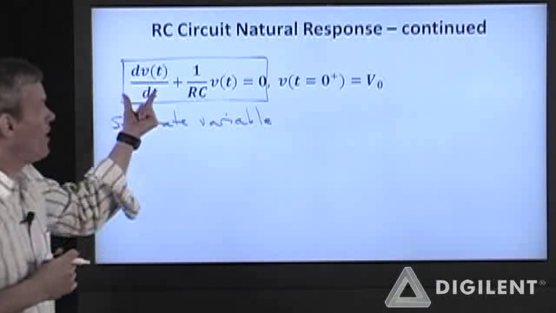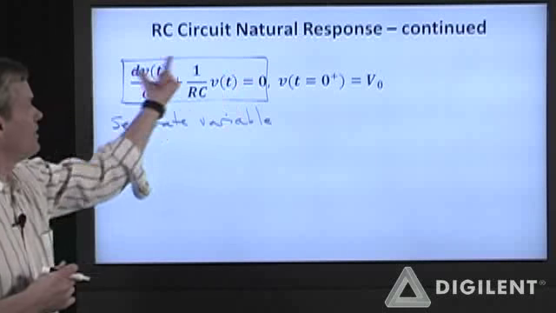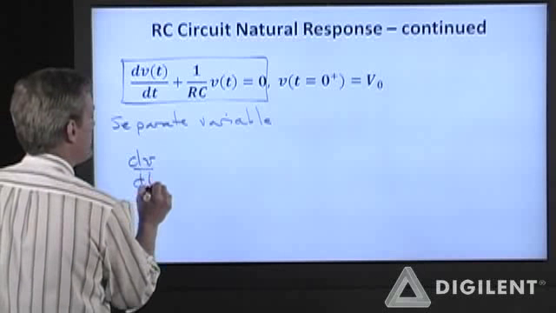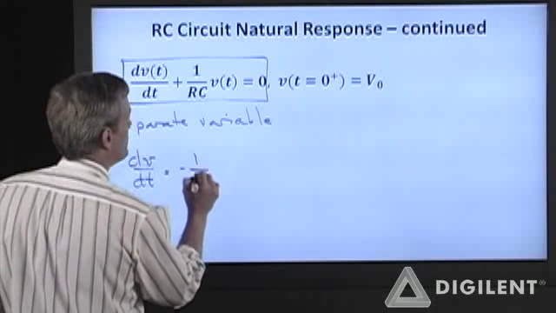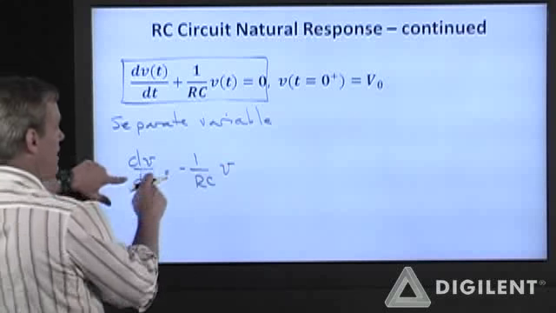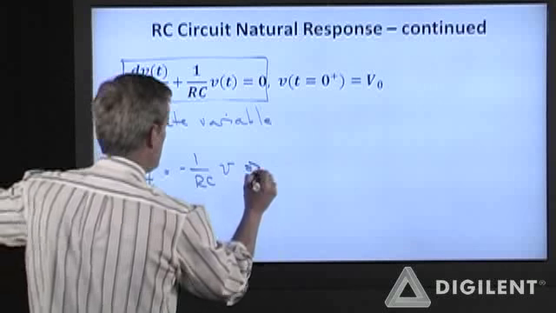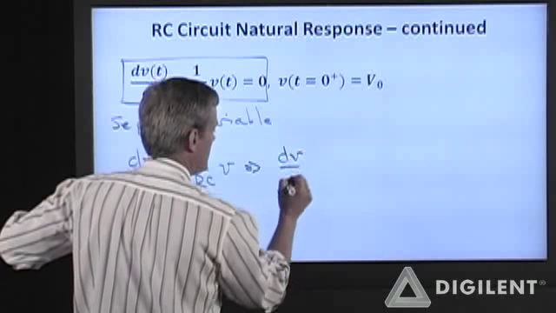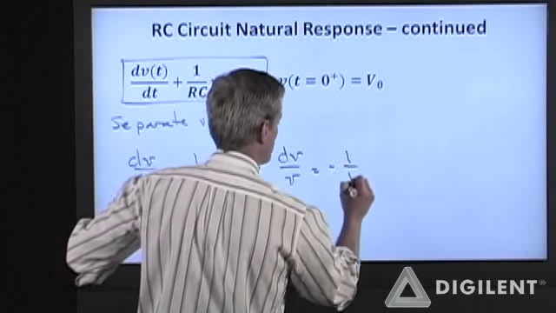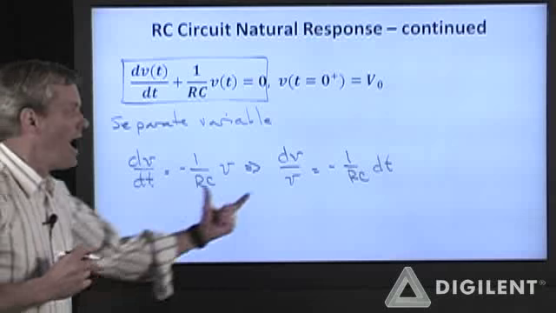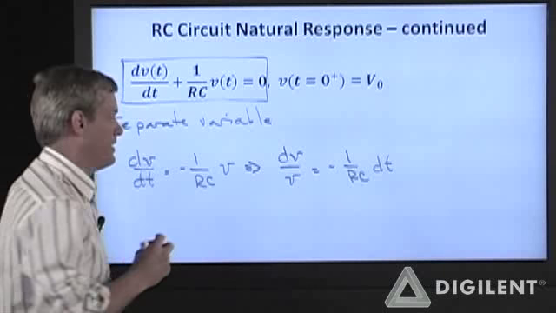I'm going to group all the t's on one side and all the v's on the other side. So this can be written as dV by dt is equal to minus 1 over RC times V. If I multiply both sides by dt and divide both sides by V, I get dV over V is equal to minus 1 over RC times dt. I can integrate both sides of this.